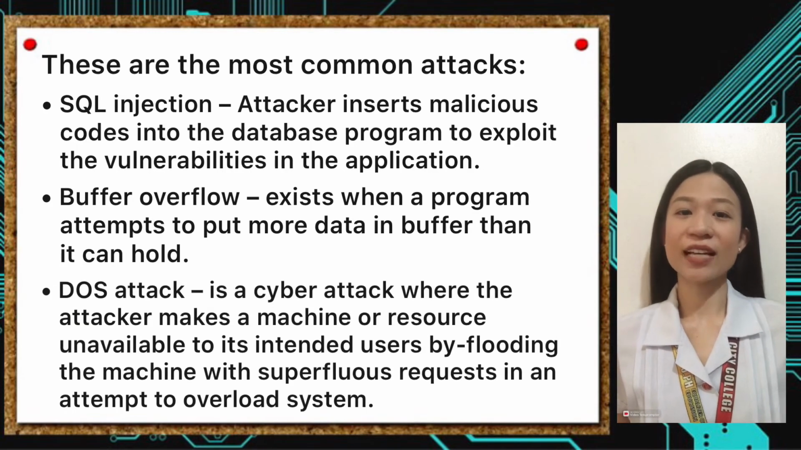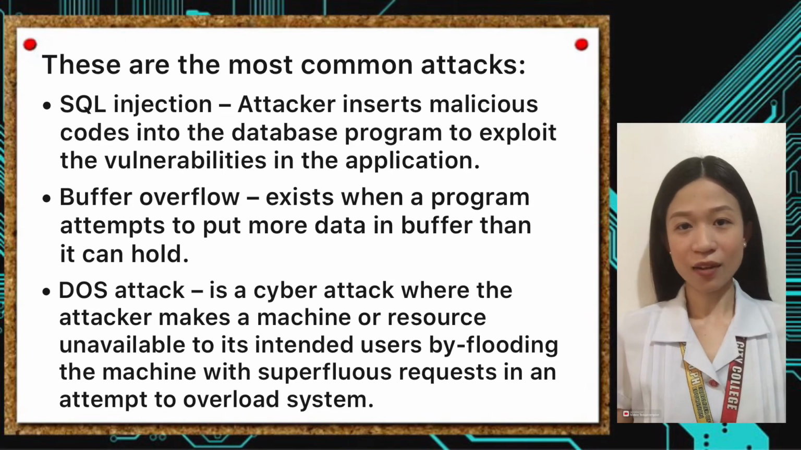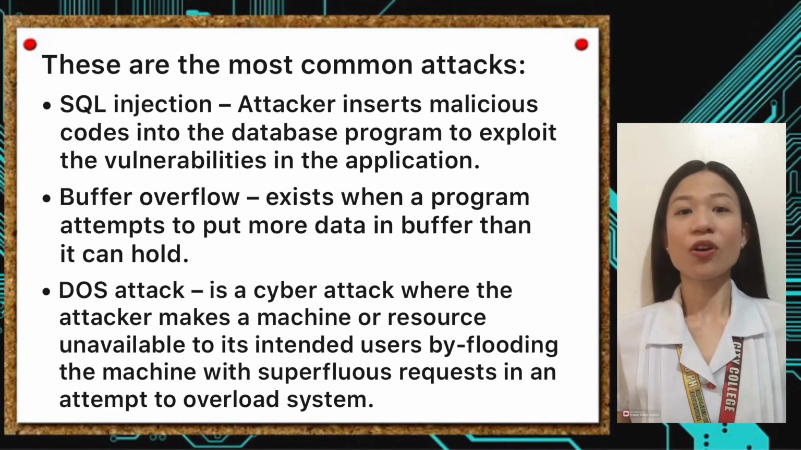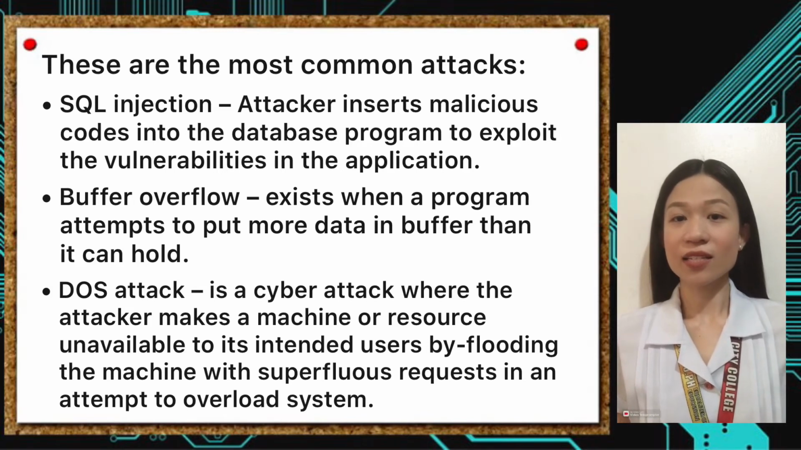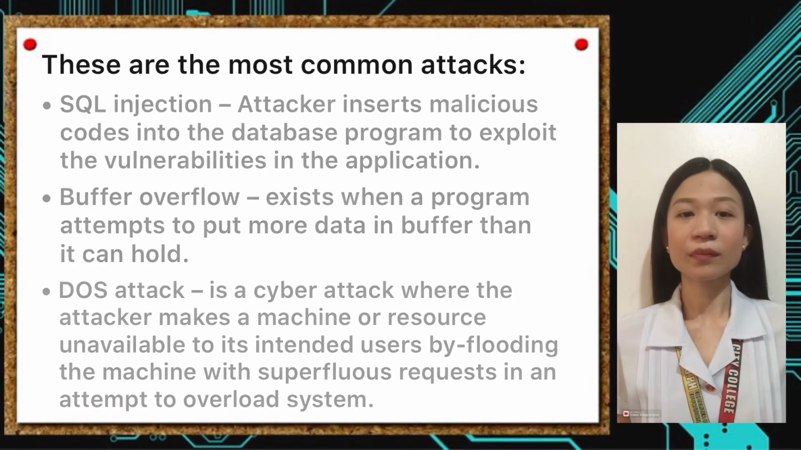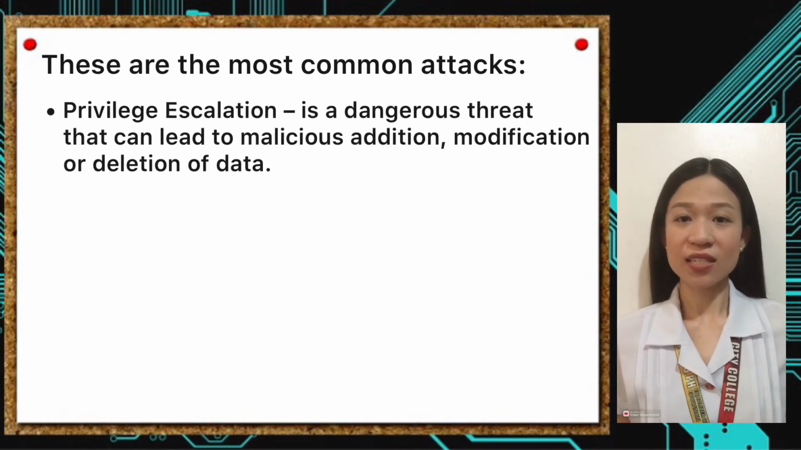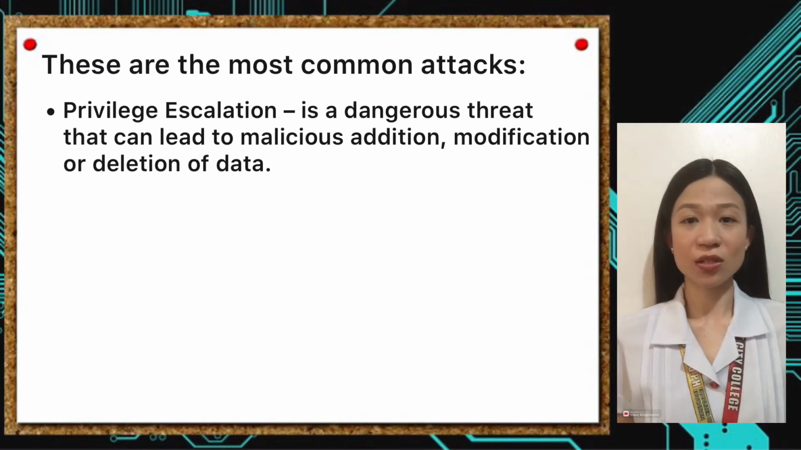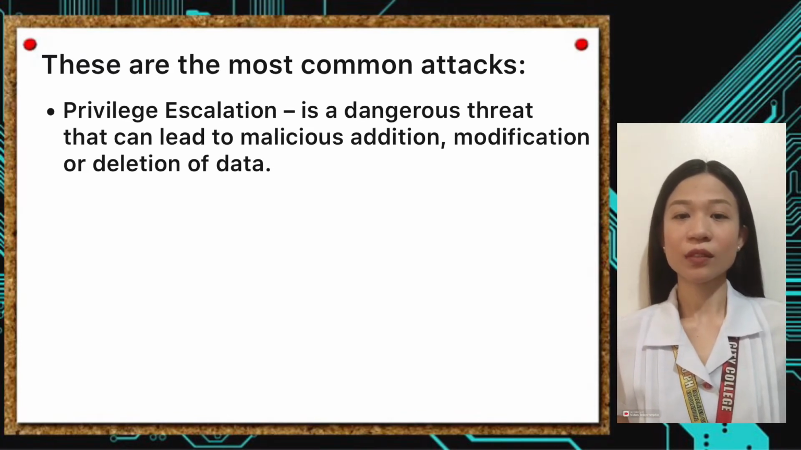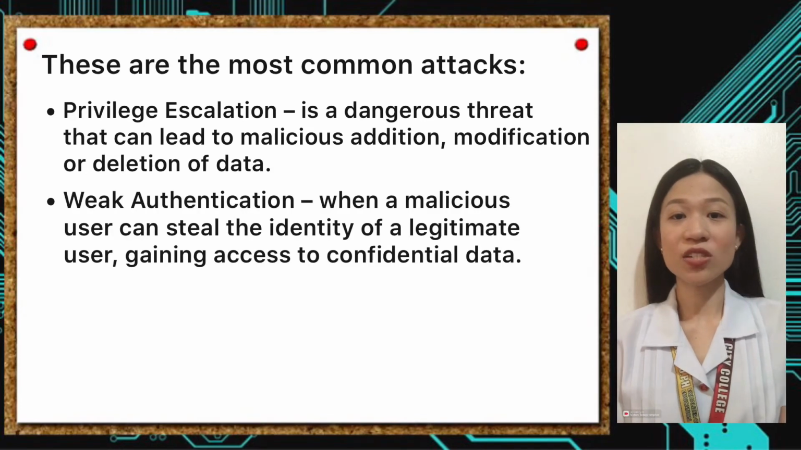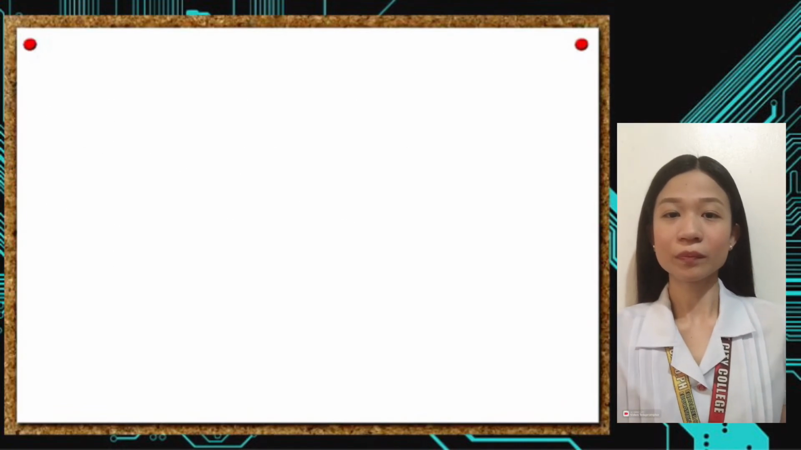DoS attack, or denial of service attack, is a cyber attack where the attacker makes a machine or resource unavailable to its intended users by flooding the machine with superfluous requests in an attempt to overload the system. Privilege escalation is a dangerous threat that can lead to malicious addition, modification, or deletion of data. Weak authentication is when a malicious user can steal the identity of a legitimate user, gaining access to confidential data.